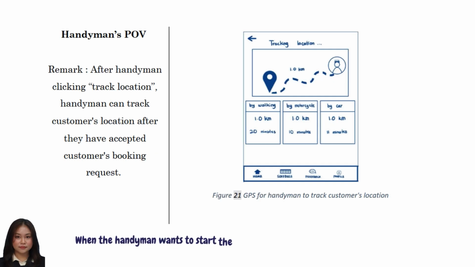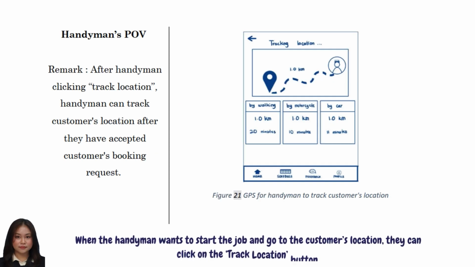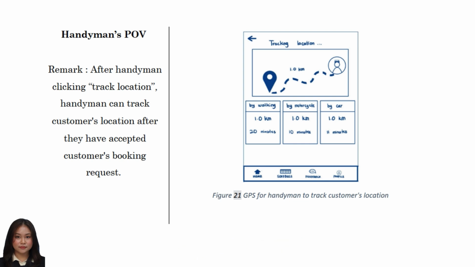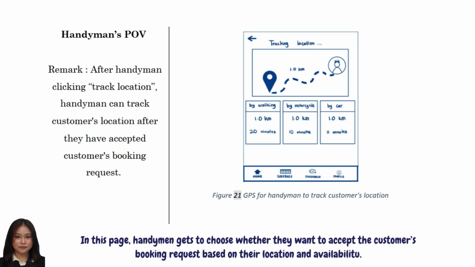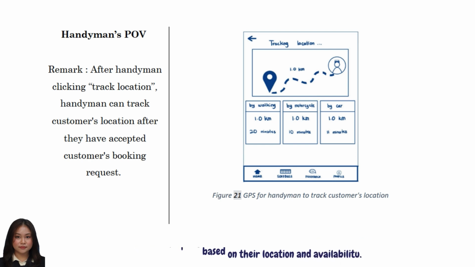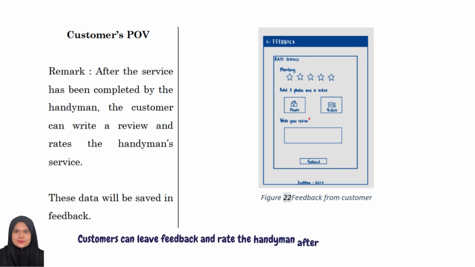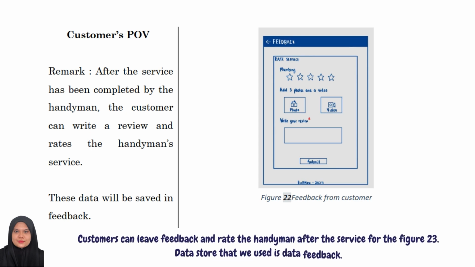When the handyman wants to start the job and go to the customer's location, they can click on the Track Location button. On this page, the handyman gets to choose whether they want to accept the customer's booking request based on their location and availability. The customer can leave feedback and rate the handyman after the service. For figure 23, the data store that we use is feedback data.